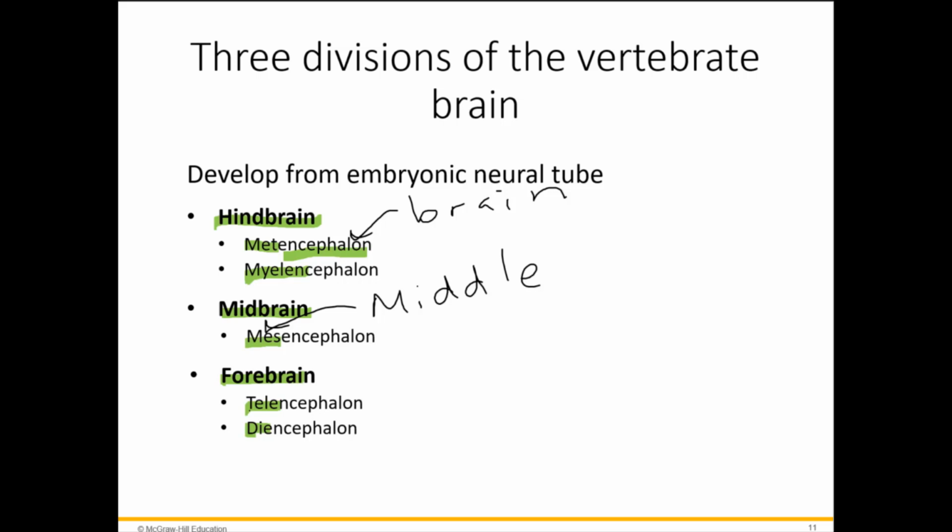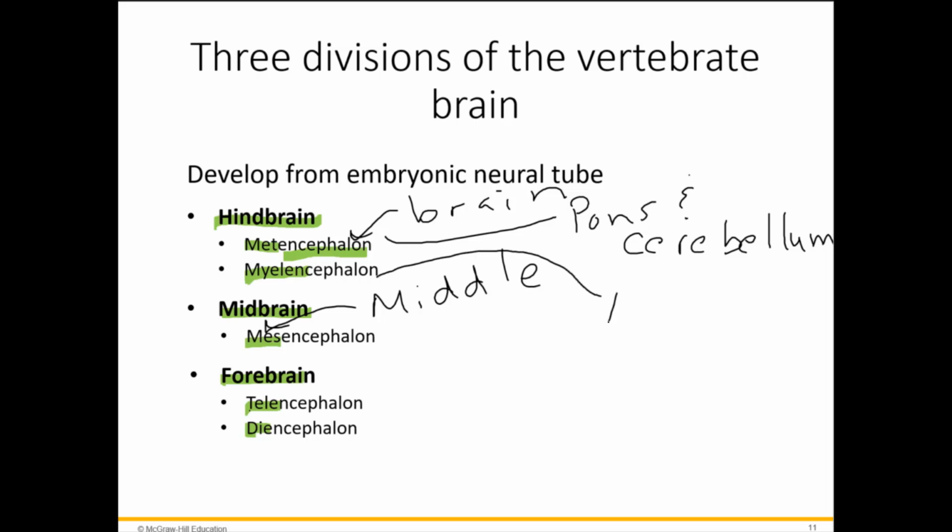But each of these components becomes something, so let's look at what they become. The metencephalon becomes the pons and the cerebellum in the brain. It's good that we did the nervous system in our first anatomy lab, so you kind of know what we're talking about here. And then the myelencephalon becomes the medulla oblongata.